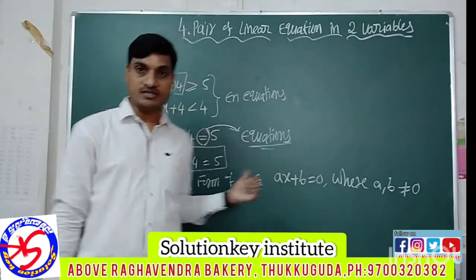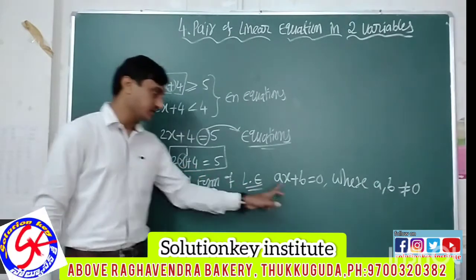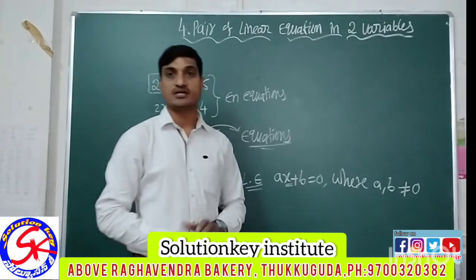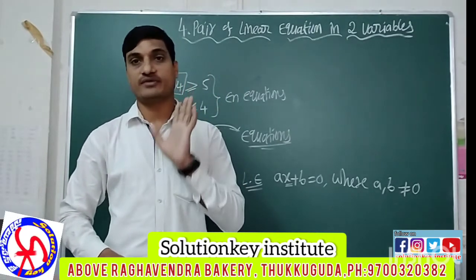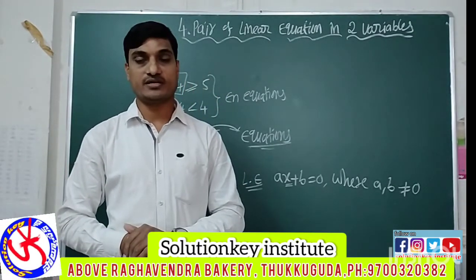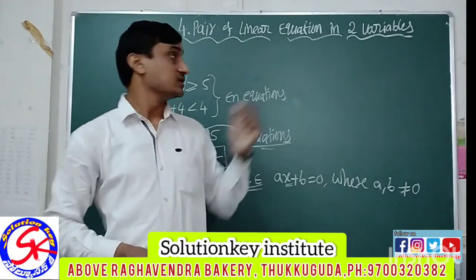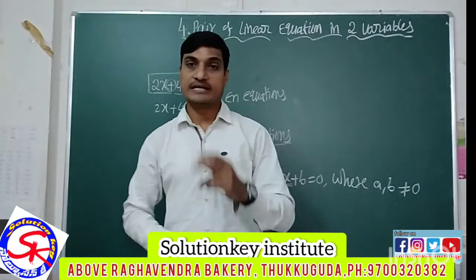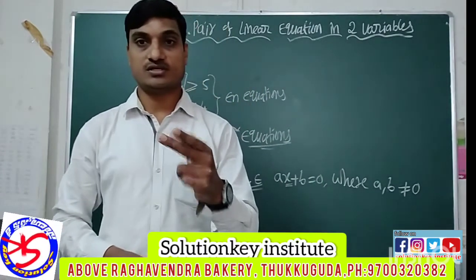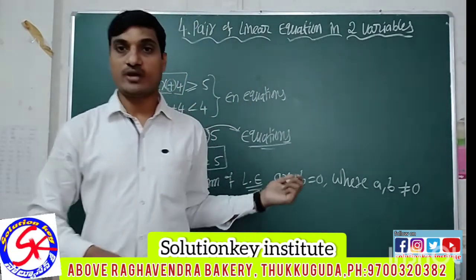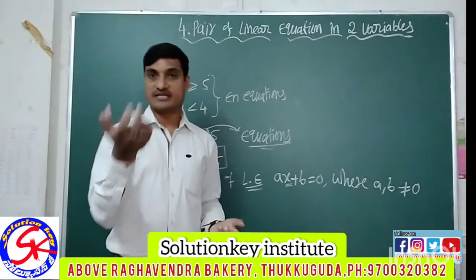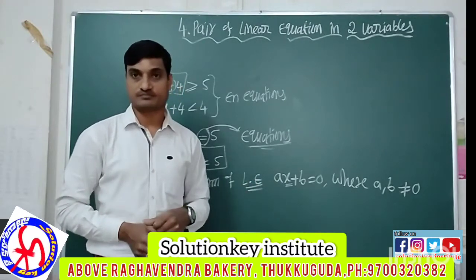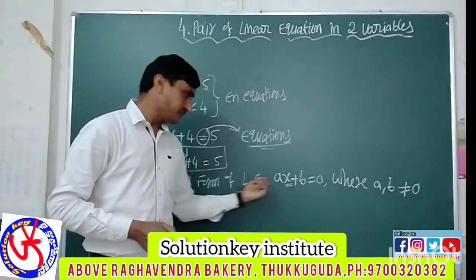Okay now, how many variables are there in this? It is only one variable. Then it is a linear equation in one variable. But see, this linear equation is in two variables. What chapter is this? Linear equation in two variables. Up to here, you learned what a linear equation is and the linear equation in one variable. Next, linear equation in two variables.